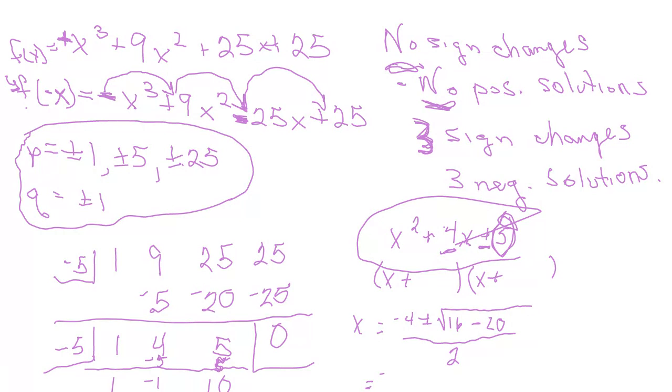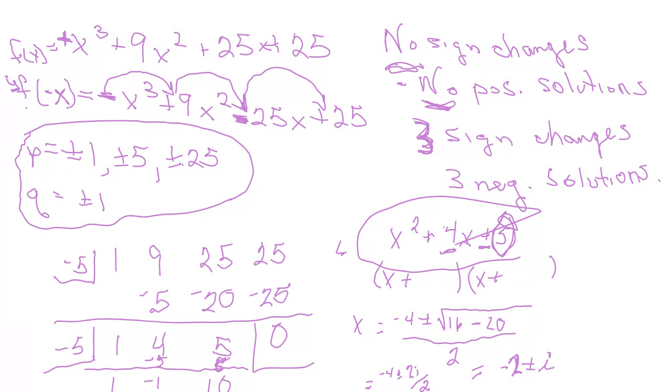Equals -4 plus or minus, and 16 minus 20 is -4. I'm sorry, -4. The square root of -4 is 2i, because it's negative, the i goes in there, over 2. Both of those terms are divisible by 2, so you get a -2 plus or minus i. 4 divided by 2 is 2. So it's -2 plus or minus i.